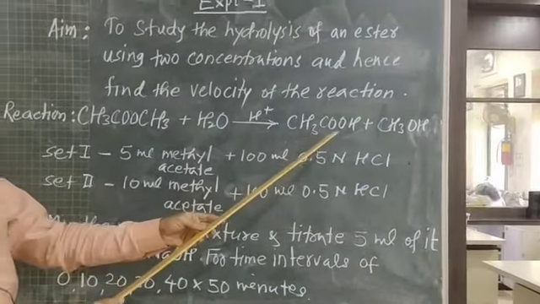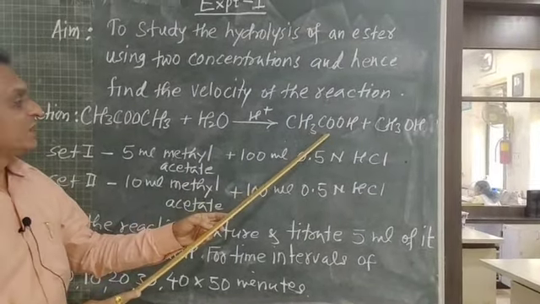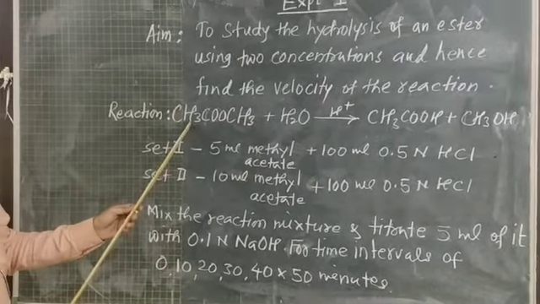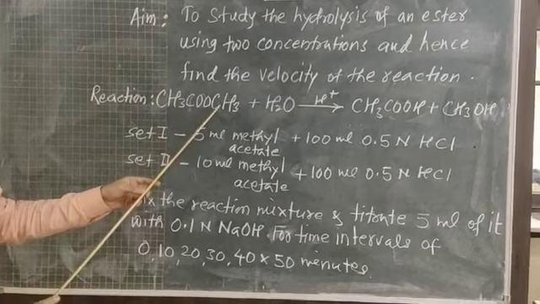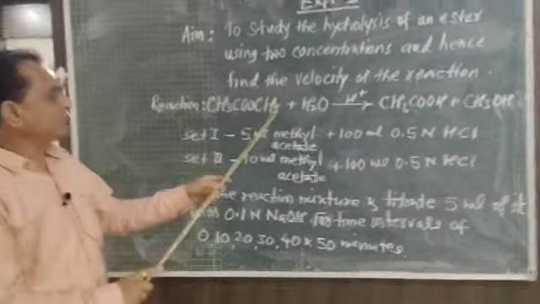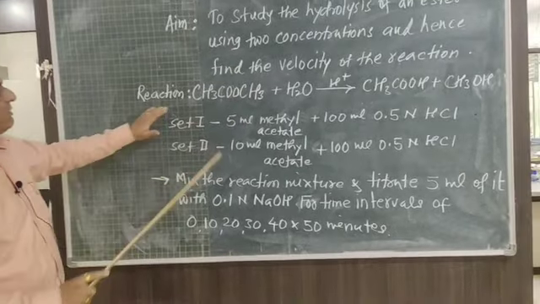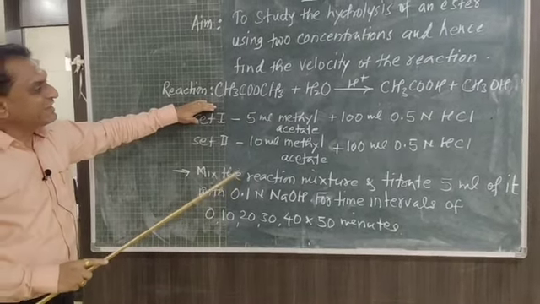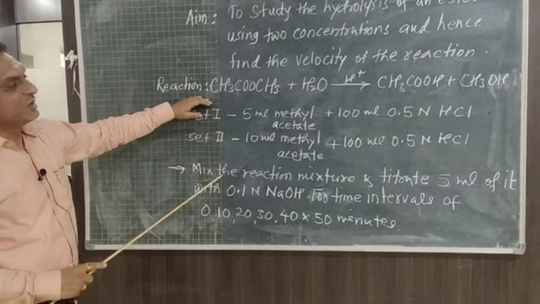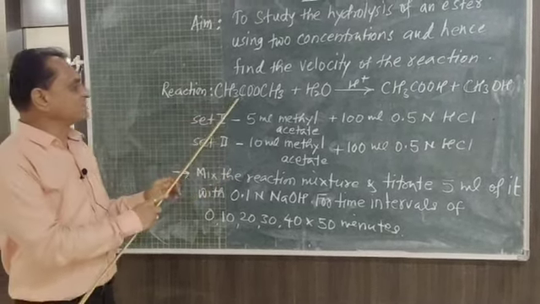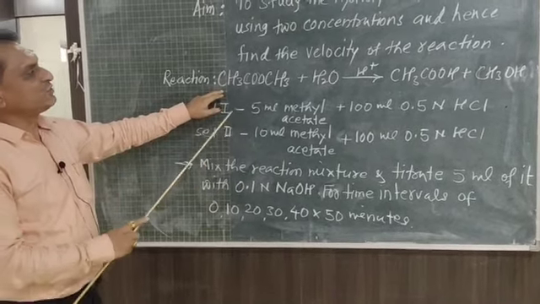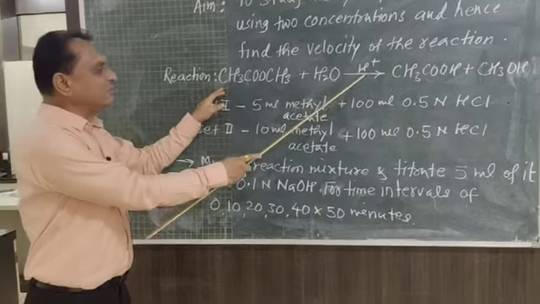It gives you acetic acid plus alcohol. So this is your first order reaction, in which the rate of a reaction depends on the concentration of one of the reactants. This particular reaction is studied in your theoretical presentation of chapter 1, that is chemical kinetics. So we have to verify the order of this hydrolysis of ester in presence of acid.